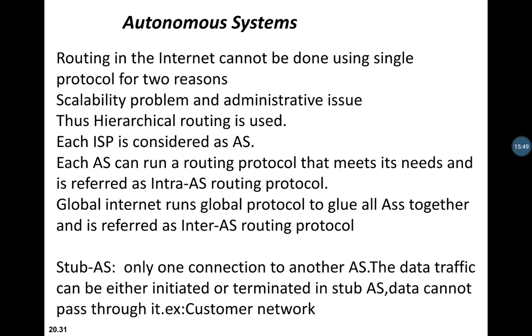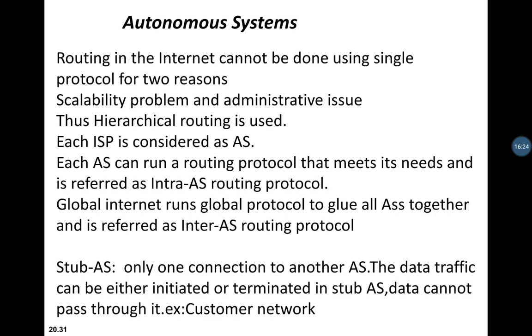Each autonomous system is given an ASN, an autonomous system number, by ICANN. Each ASN is a 16-bit unsigned integer which is used to uniquely identify or define an autonomous system. These are categorized according to the way they are connected to other autonomous systems. There are three types: the stub autonomous system, multi-homed autonomous system, and transient autonomous system.